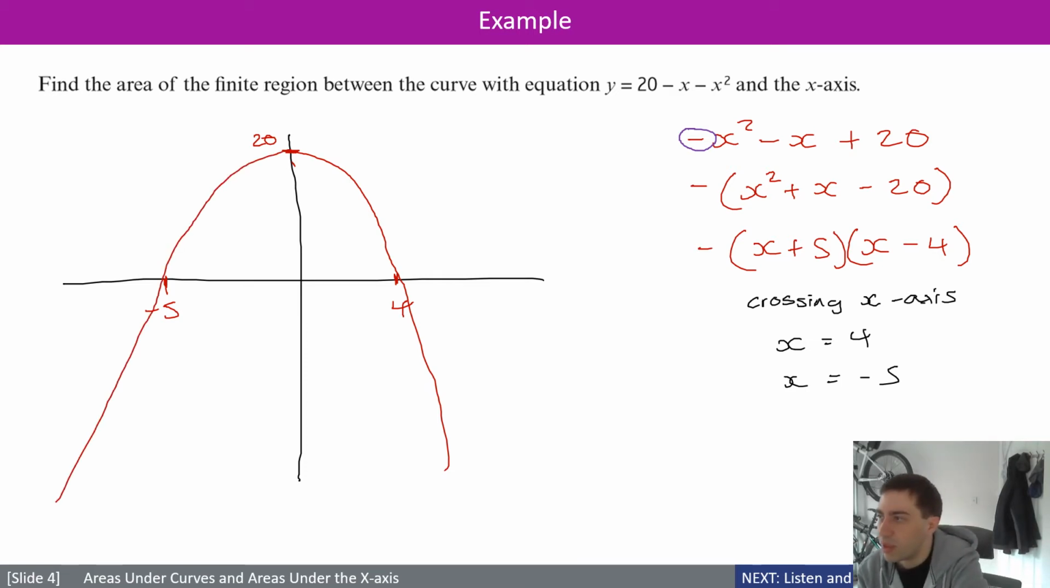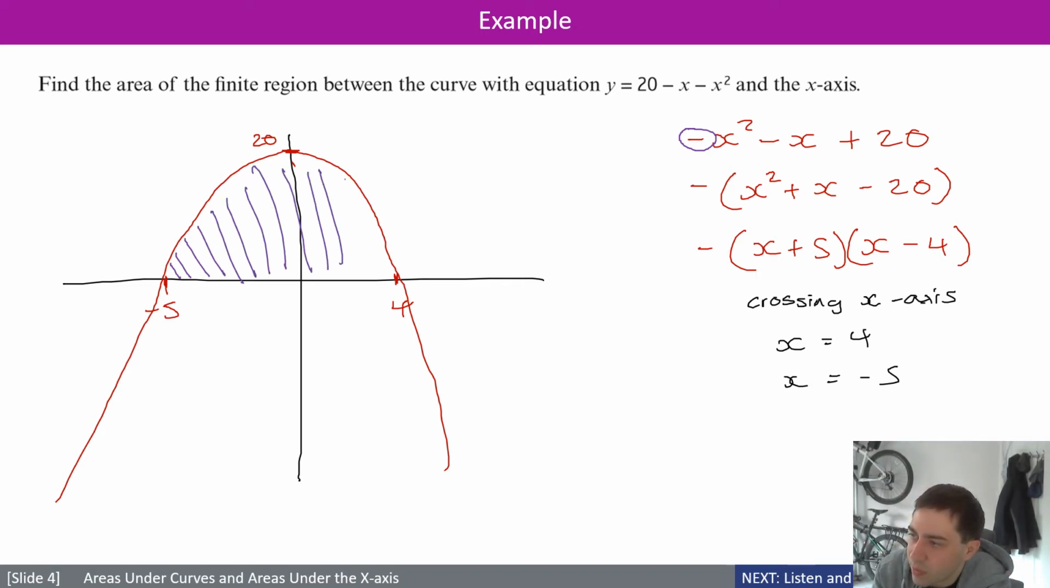Right, and then what was the actual question? Find the area between the curve with that equation and the x-axis. So remember, the x-axis is the horizontal black line. I think it's well defined, isn't it? They're saying find this area here. Okay, that's the area that they want.